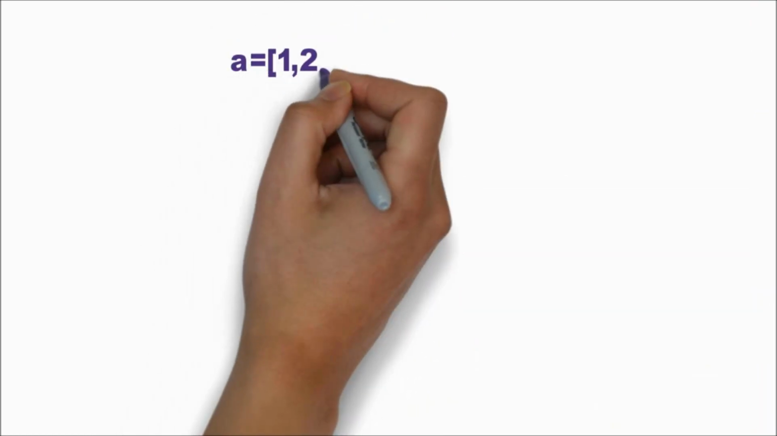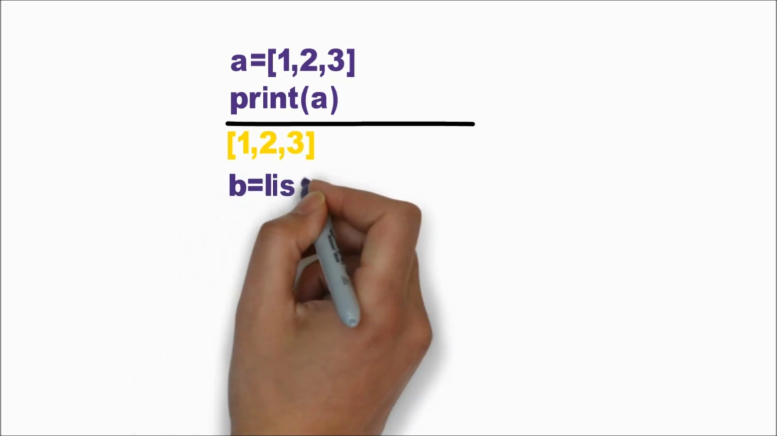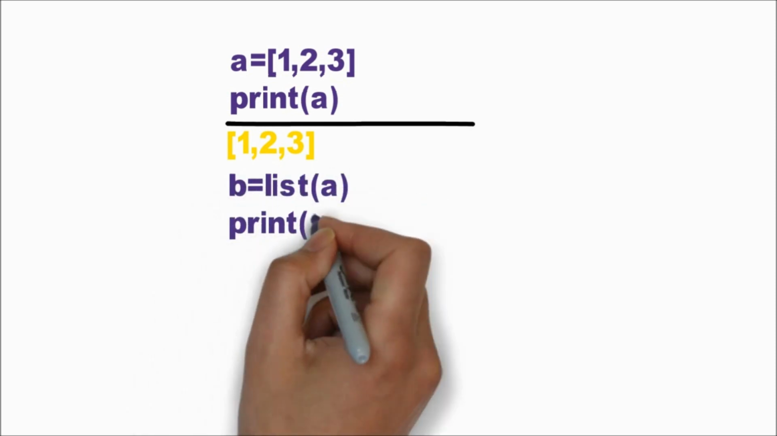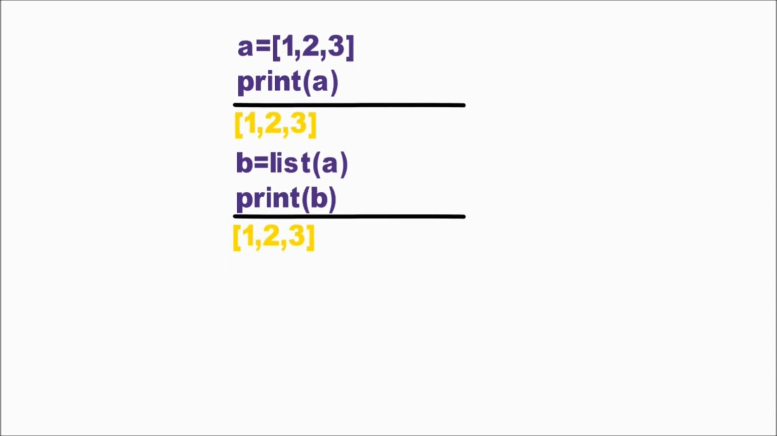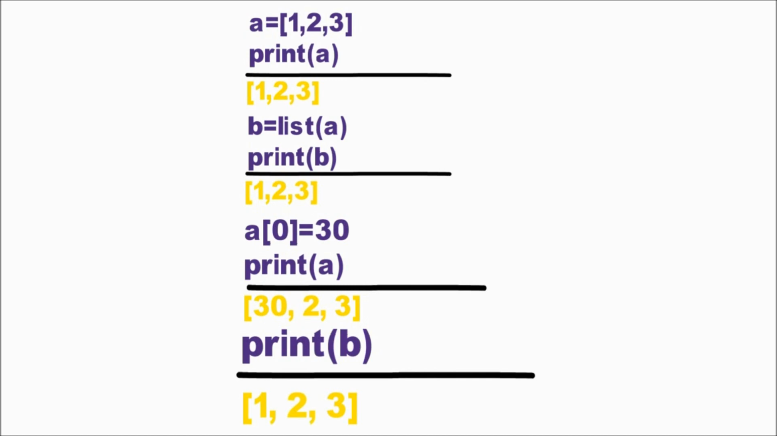Let's create the list a again, a equal to 1, 2, 3. In order to copy values of list a to b, we should write b equal to list of a. So even if we change the values of list a now, the values of b will remain the same. But there is one more problem with this approach. Let's try to understand what that is.